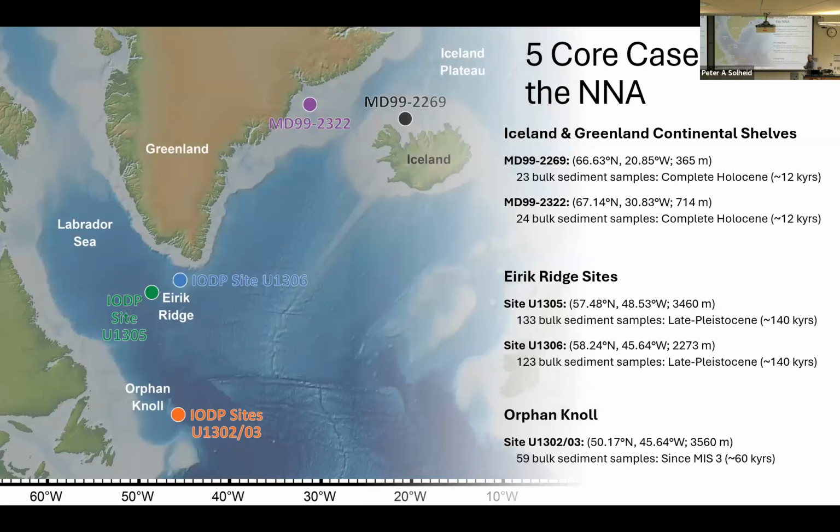So what we're going to do, instead of just looking at one core, is look at more of a basin scale. So we looked at 5 different sediment cores spread across the northern North Atlantic. 2 cores at the top on the continental shelves of Greenland and Iceland. 2 cores on the Erik Ridge, which is a sediment drift, a contourite drift south of Greenland. And then this record down at Orphan Knoll. So these are integrating different processes, different time periods, to try and see what the commonalities are and what the differences are between some of these records.